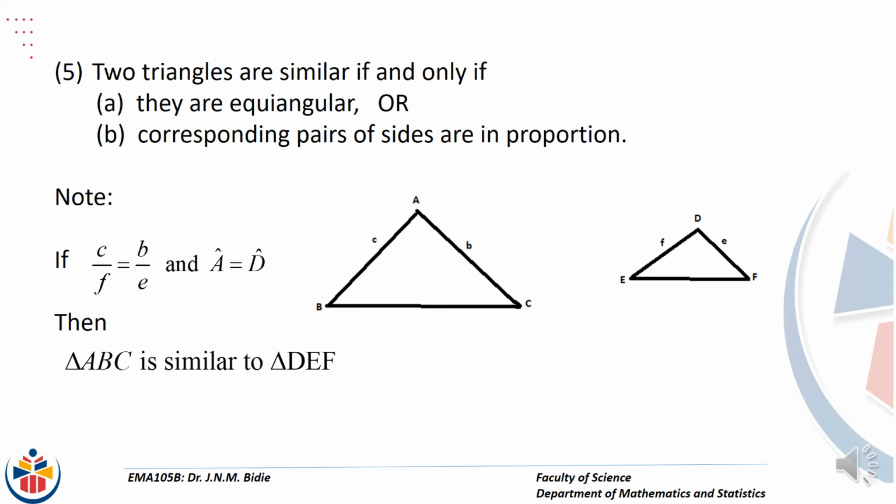Then the corollary based on similarity is given by number 5. We've got now two triangles here, triangle ABC and triangle DEF. And then if angle A is equal to angle D, and also you've got the proportion C divided by F equal to B divided by E, then you can say those triangles ABC and DEF are similar.